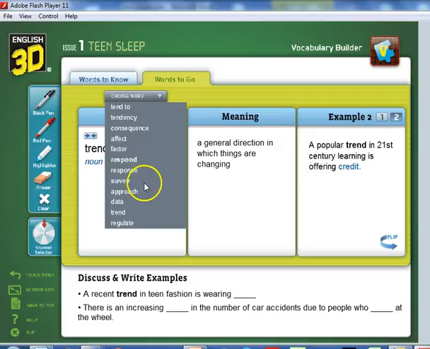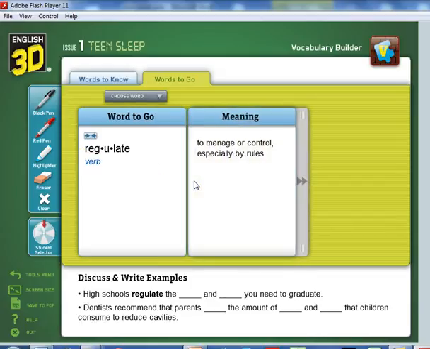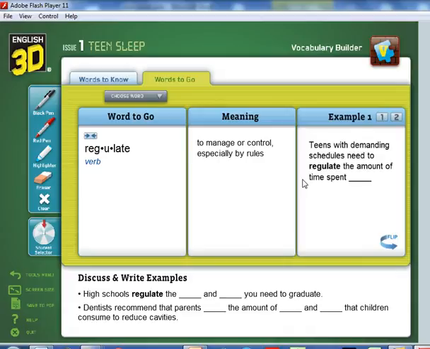Okay. And our last word, regulate. Regulate means to manage or control, especially by rules.